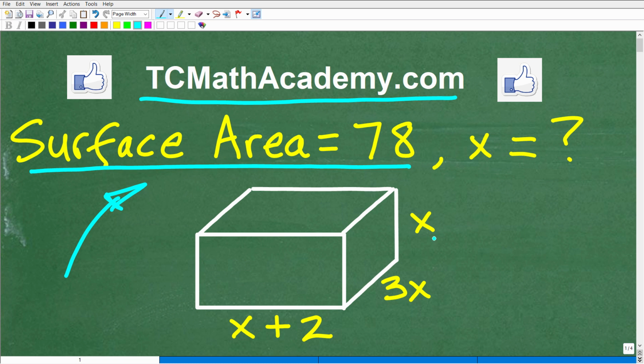Now, of course, if these were specific units of measure like feet or centimeters, this would be units squared, right? Because that's what surface area is. But that's really not so important in this problem. What the question is, we're trying to solve for x. So this problem is going to take a little bit of work. That's just a little heads up. Beyond that, I don't want to give you any more hints because I want to give you a full opportunity to solve this problem.